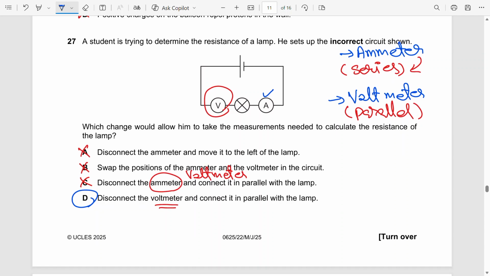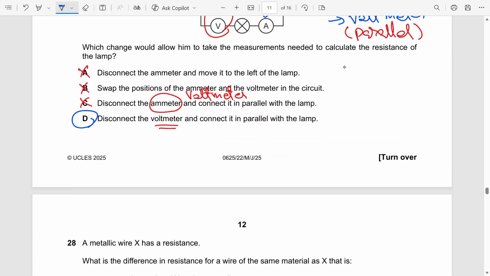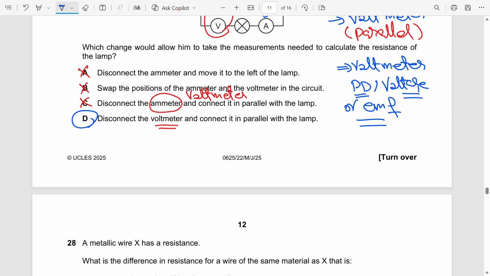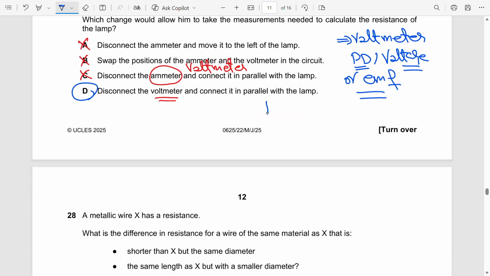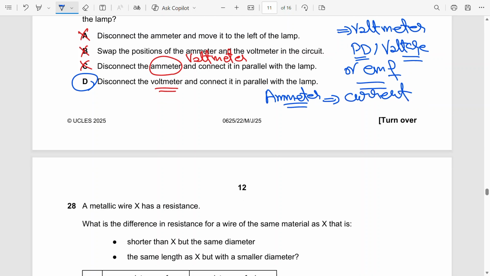So voltmeter and ammeter, and let me write that as well. Your voltmeter can help you to measure potential difference, voltage, or value of EMF. These three values will be found by using your voltmeter. Ammeter is basically the modified form of galvanometer, which helps you to calculate current in a circuit.